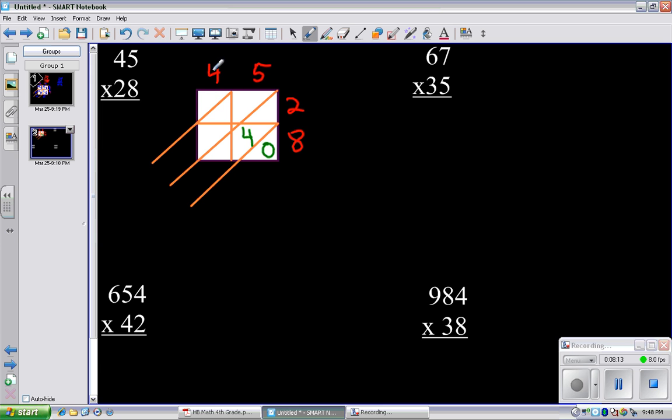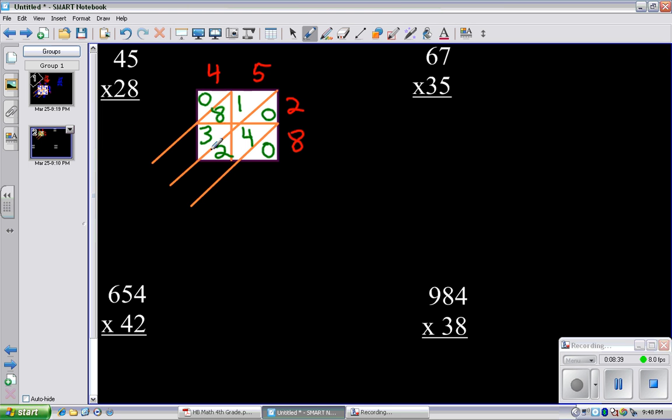Let's do this box. 4 comes down, 2 comes over. 4 times 2 is 8 or 0, 8. Don't forget to put in the 0. Next I have 5 times 2. 5 times 2 is 10. My final box, 4 is coming down, 8 is coming over. 8 times 4 is, do you know? A lot of kids forget this one, 32.